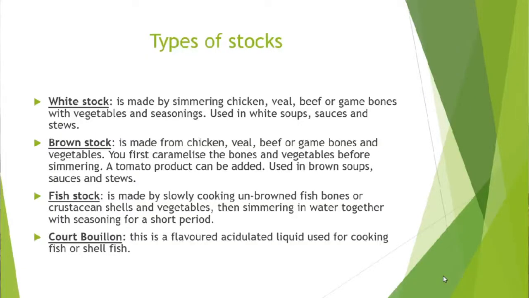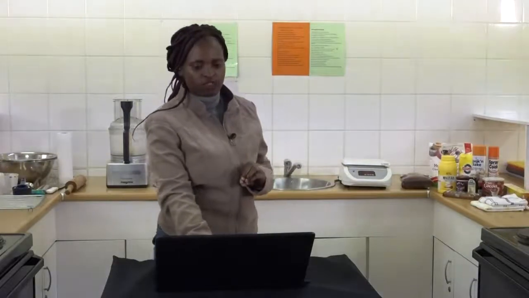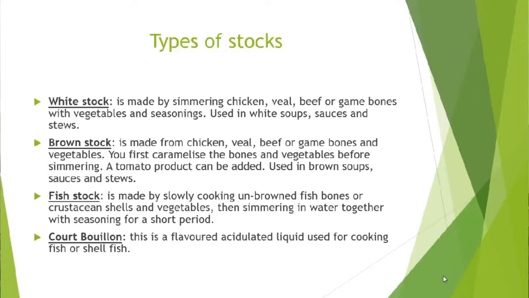Then the next one is the brown stock. It is made from chicken bones. It can be veal bones, beef bones or game bones, and also vegetables. But when you make the brown stock, you first caramelize the bones as well as vegetables. How do we caramelize the bones and vegetables? You put your bones into a baking tray, you sprinkle with olive oil and roast them until the color changes into brown. Then we use those bones for making the brown stock, and we also add the tomato product. The tomato product can be the tomato puree. So we use the brown stock when we prepare the soups, the sauces, as well as stew.